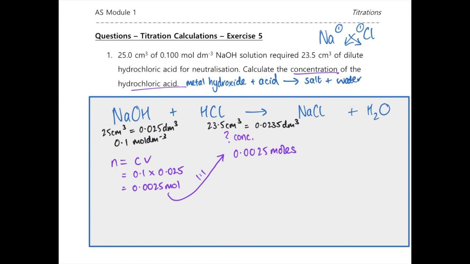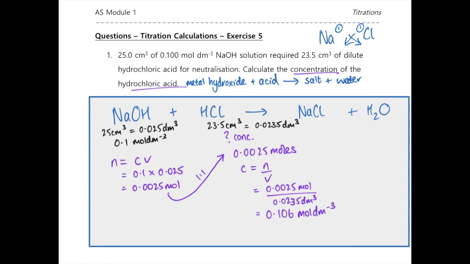And then finally, we are asked to calculate the concentration of the hydrochloric acid. So concentration is number of moles over volume, C equals n over V. Our number of moles is 0.0025. And our volume is 0.0235 decimetres cubed, again, remembering to use your decimetre cubed unit. And if you put that into your calculator, it should work out as 0.106 moles per decimetre cubed.